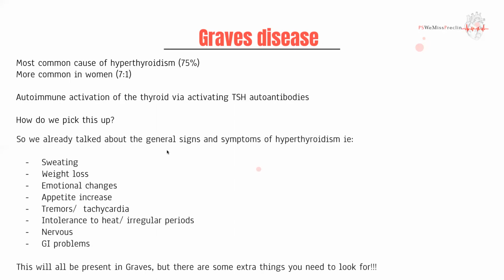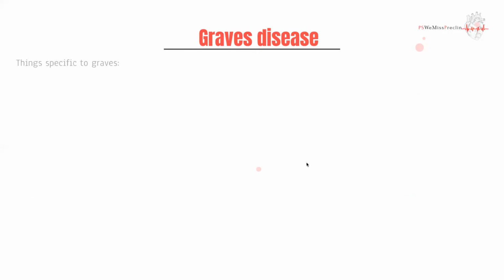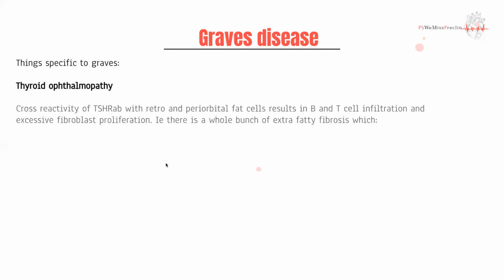How can we pick this up? So we'll be having all the general signs and symptoms of hyperthyroidism, which are listed here. But additionally, you have a few extra features that might make you think, well, this might be Graves. Now, what are they? Here is Graves. I'm sure you've seen issues with the eyes. So things that are specific to Graves: thyroid ophthalmopathy. That was a struggle.